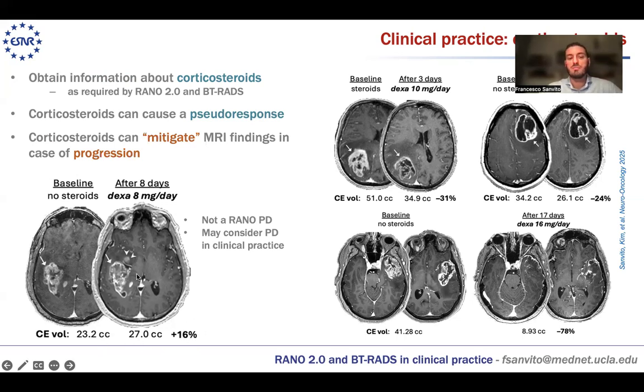So this would not even be a RANO progression. But in clinical practice, we may still integrate this information and say, okay, the tumor grew, there's a new nodule, and the patient received more steroids, so they probably counteracted the growth, and we should call cases like this progressions.